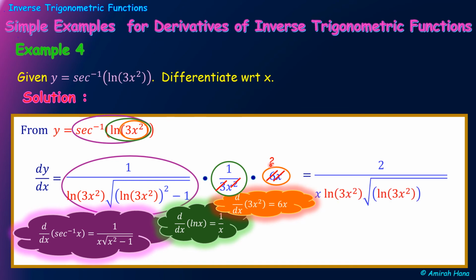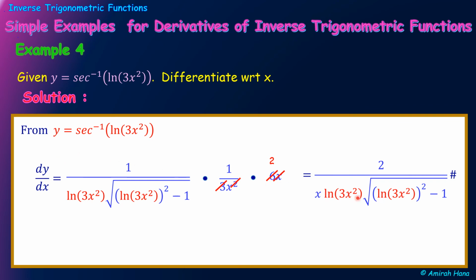Alright, after that, 2 times 1 equals 2 over, and then from x here, we can put here. Okay, and then ln 3x squared, and then square root of ln 3x squared, bracket squared, and then minus 1. So this is the final answer.